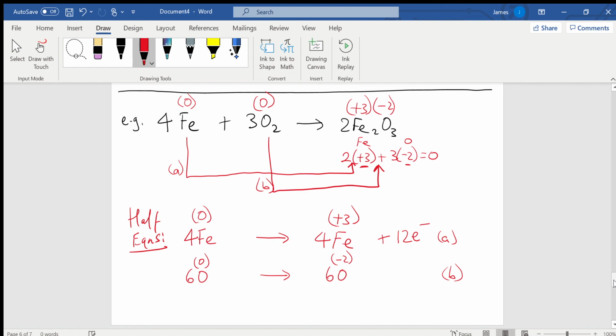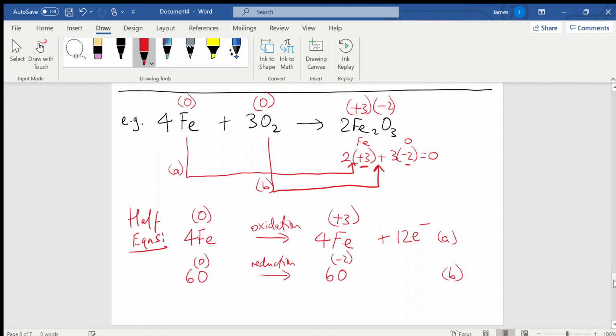So 0 charge or 0 oxidation state on the left, 0 oxidation state on the right overall when you sum all the charges. I've got electrons as a product. This must be oxidation. Notice now we can see that the oxidation state increases. If the oxidation state increases, that's also a symbol of oxidation. So an increase from 0 to +3 is a testament to oxidation. An oxidation state decrease from 0 to a negative number is a hallmark of reduction.